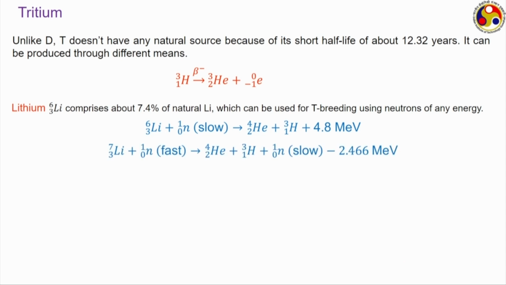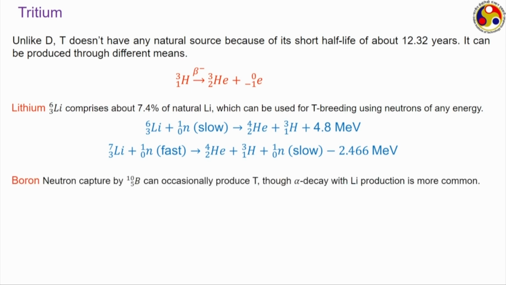But when the same lithium is struck by a fast neutron, it produces helium and tritium again and also one neutron, and this reaction is an endothermic one absorbing 2.466 MeV of energy. I just correct one here, this reaction we are talking about is actually lithium 7 being struck by a fast neutron. So, while lithium 6 can be used to breed tritium using neutrons of any energy, that is not very easy to do with a lithium 7, because we need neutrons of very high energy level.